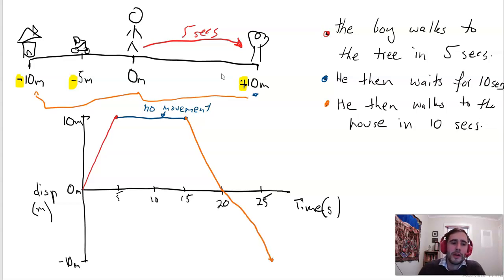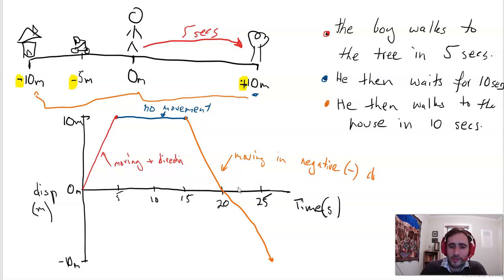Okay, now we'll just finish up a little bit here. This is moving in the positive direction, and the orange is showing moving in the negative direction.